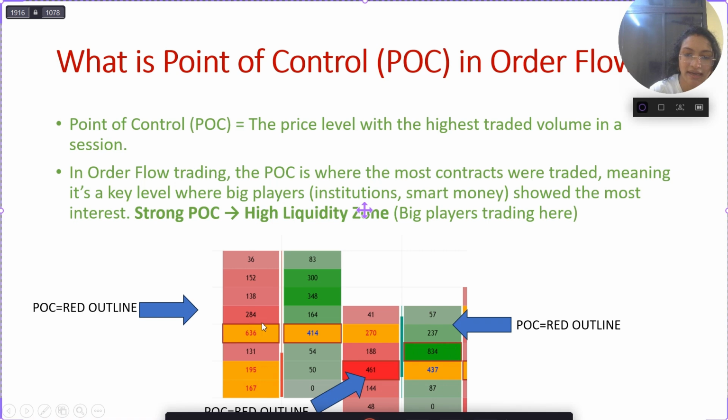You can see here the point of control is shown with the red box. You can see the outline is red, which is the point of control. That means in this whole candle, here is the selling pressure. High volume is there, so this is outlined in red. On the buying side, the ask side, you have this point of control. You can observe this is the highest volume in this whole candle on the ask side, that is, the buying side. This is called point of control.